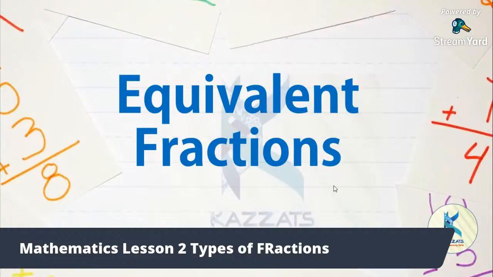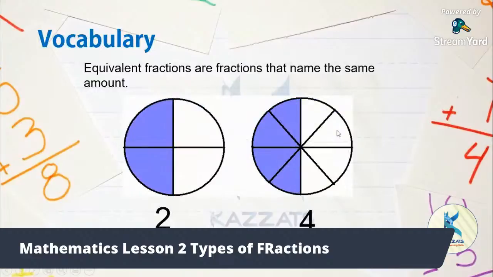When we have two fractions that give the same proportion, like if we are drawing the same diagram on a square, whether it is 1 over 2 or it is 2 over 4, they will be the same. Whether we are drawing 3 over 6 or 1 over 2, they will be the same. Such fractions are called equivalent fractions. Equivalent fractions are fractions that name the same amount.